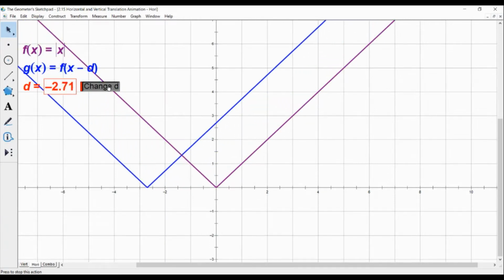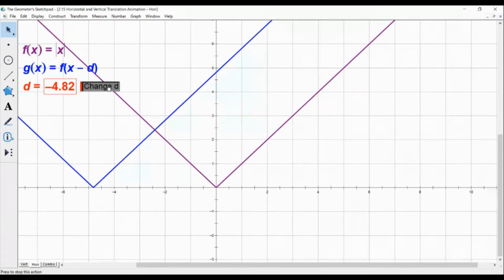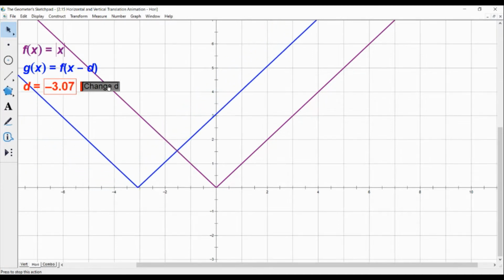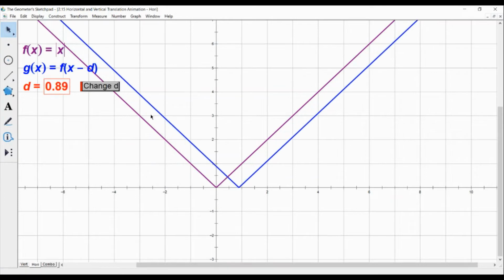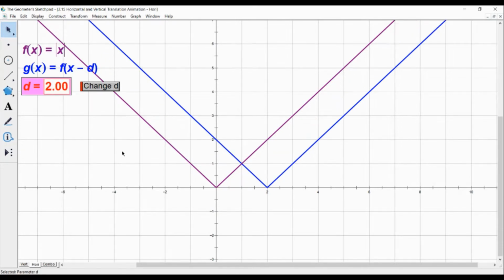Interesting. Okay. So hopefully this brings back memories from last year. When d is positive, you're shifting to the right. When d is negative, you're shifting to the left. So let's make d to be 2, for example. So you're going to see g of x equals f of x minus 2.